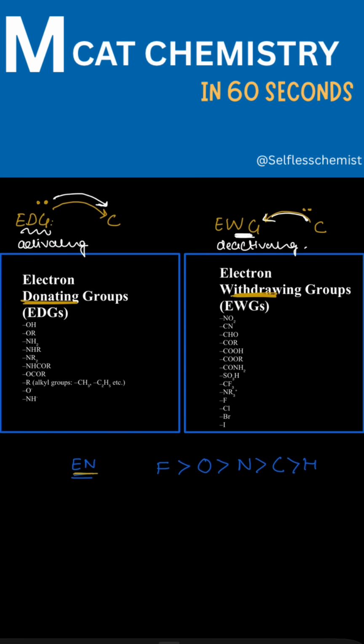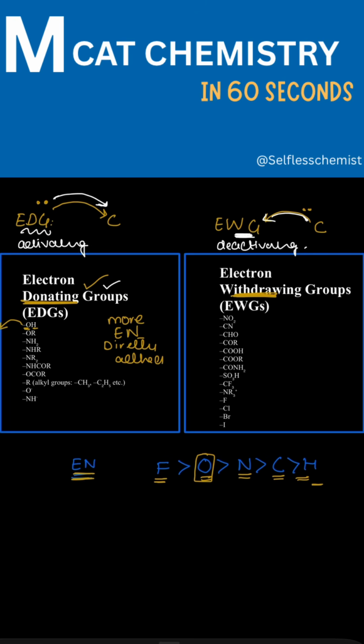According to electronegativity, fluorine is the most electronegative element, then oxygen, then nitrogen, carbon, and then hydrogen. So if the more electronegative atom is directly attached to the carbon chain, it means that it is going to be the electron donating group. For example, oxygen and hydrogen. Oxygen is more electronegative than hydrogen, and oxygen is directly attached, so it's going to be the electron donating group.